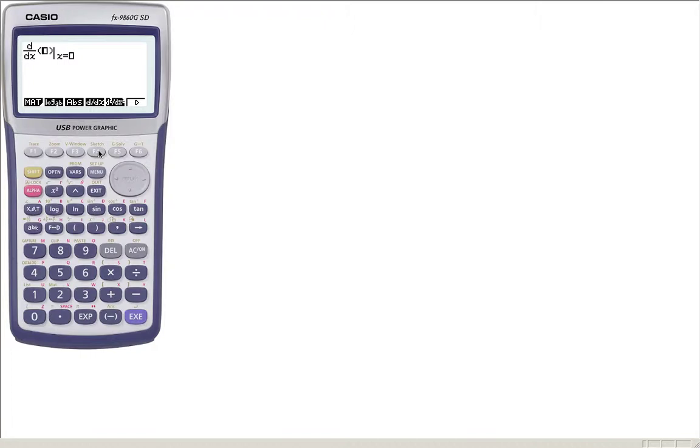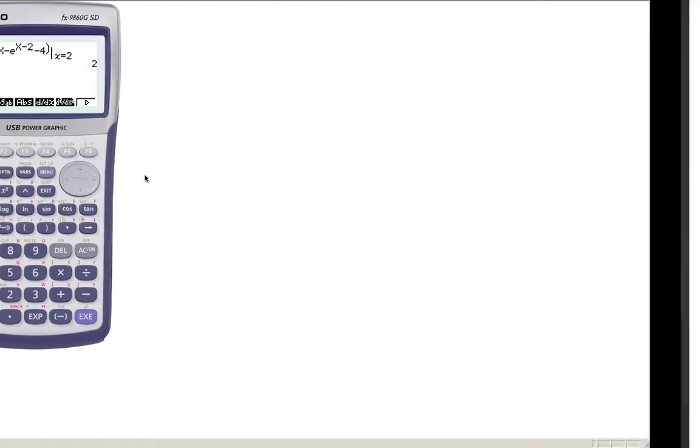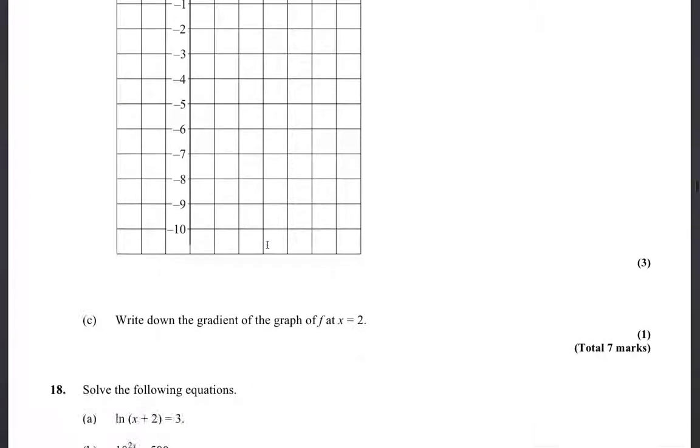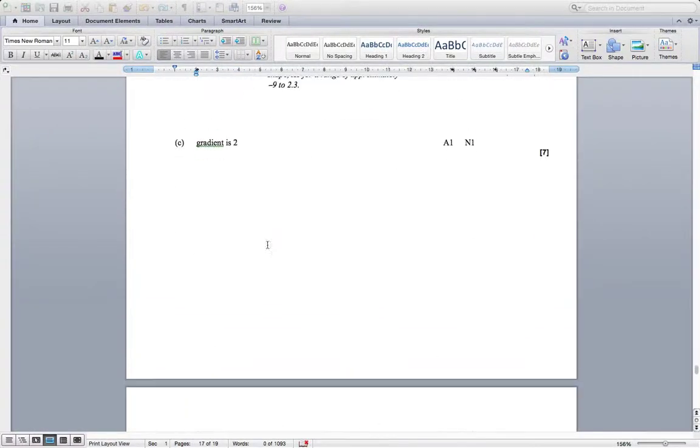So it is 3x minus e raised to x minus 2, minus 4, at x equal to 2. So the answer is 2. So let us cross check. The gradient is 2.